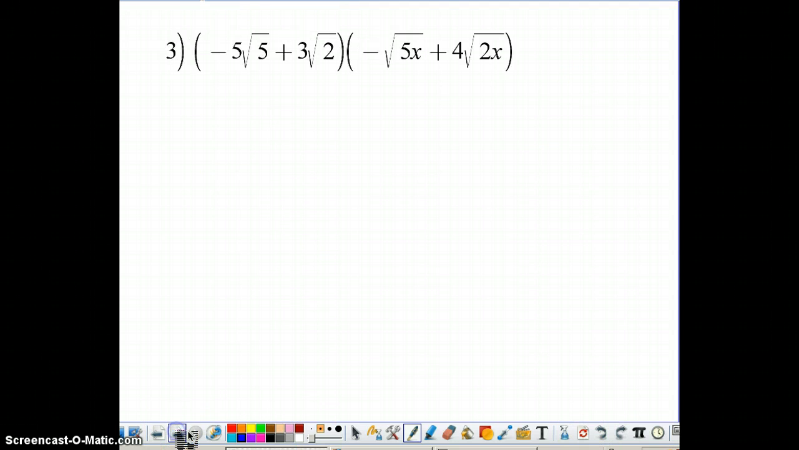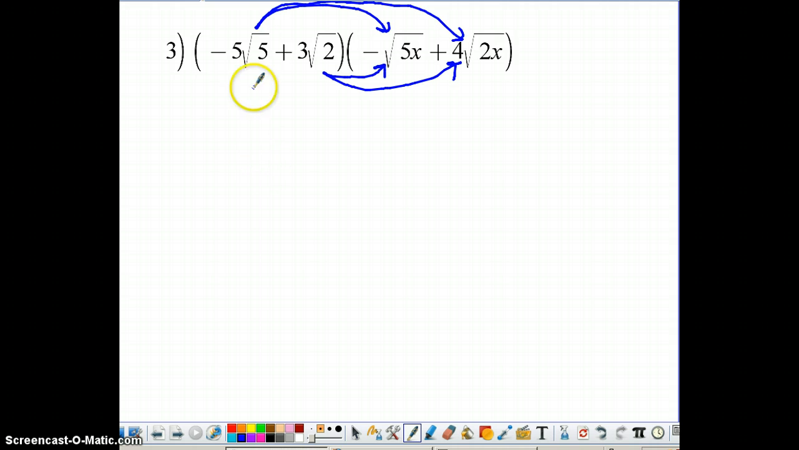Let's go ahead and look at the next problem. The next problem you're going to notice we're going to have to use the FOIL method, which is really still the distributive property. It's just we call it FOIL when you have 2 terms times 2 terms. It's the distributive property in disguise, so you don't have to get too caught up on that. So we're going to have 4 arrows this time. We're going to have these arrows coming from the negative 5 root 5. And then we are going to have arrows coming from 3 root 2 to the 2 terms as well.